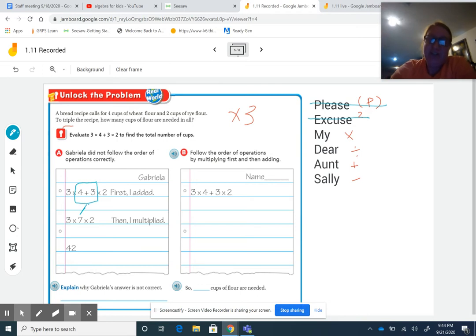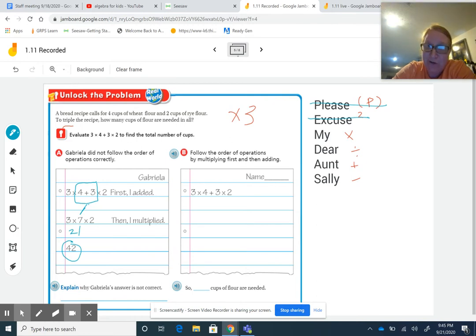Well, when she does that, she has 3 times 7 times 2. 3 times 7 is 21. And then 21 times 2 is 42. So she gets 42. She's saying that they're going to need 42 cups of flour. That's a lot of cups of flour. I think she's gotten it a little wrong.